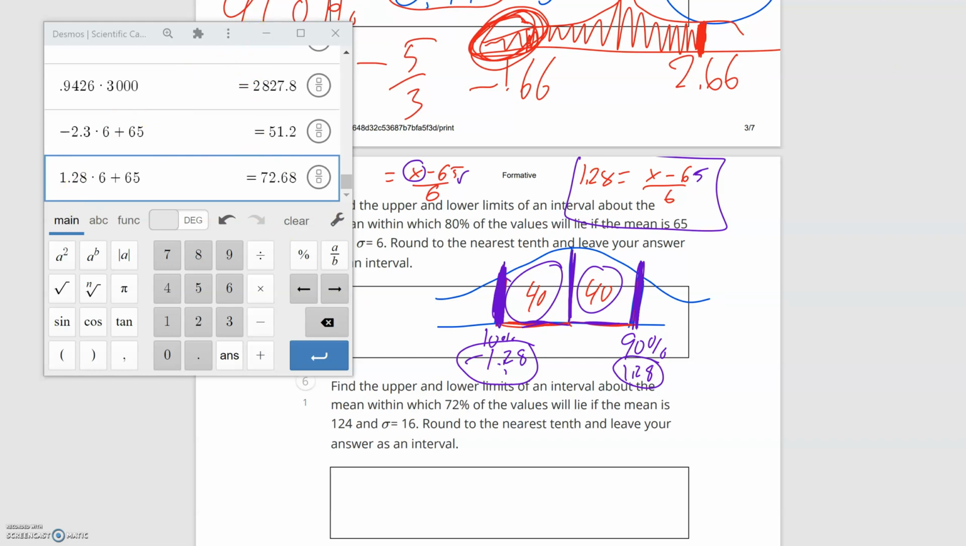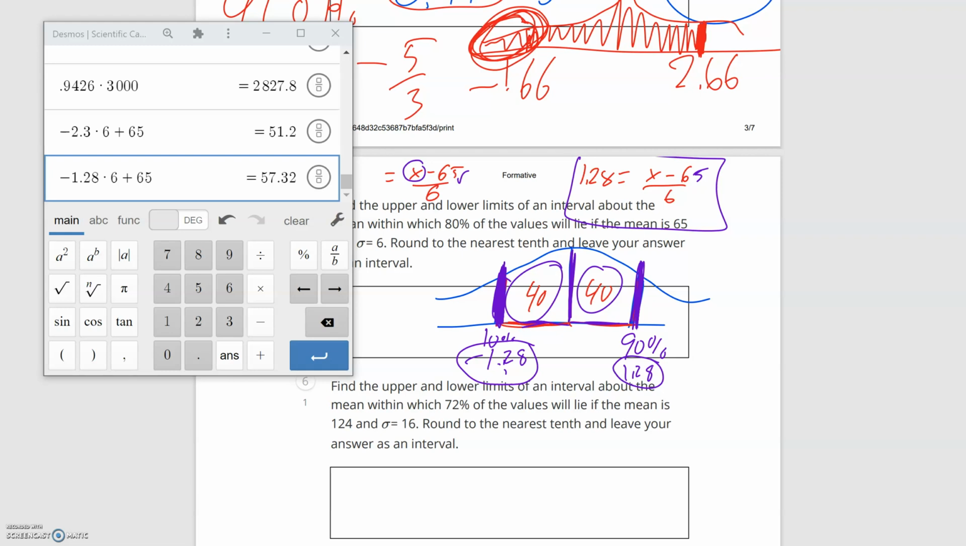So with that idea, to solve for the negative version, I'm just going to do the same thing. Just set it equal to negative 1.28, times it by 6, add 65, and there's your other one, 57.3, and that value would work, okay? So with that idea, that's your interval.